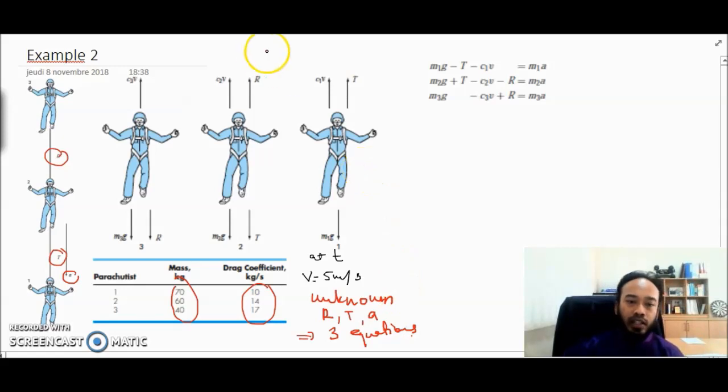So where do we get the equations? Briefly, this is not an exercise of dynamics, but you isolate the body and you do a free body diagram of each body, and on each body you have the forces that the body is subjected to.